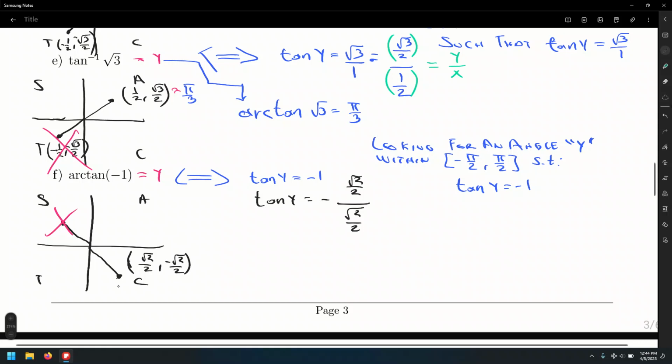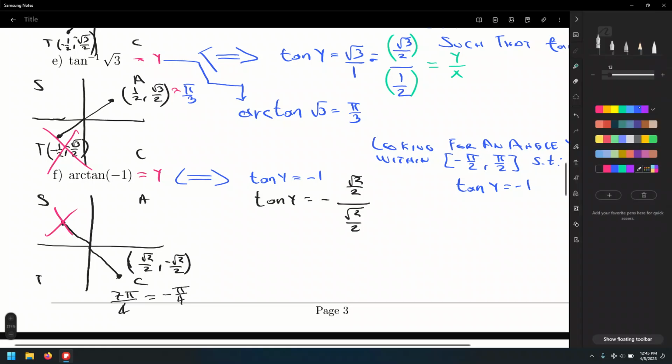Okay, and what angle would that be? There's a couple of ways to express this angle. Maybe 7π/4. However, is 7π/4 within the window -π/2 to π/2? So maybe we need to rephrase this angle. How about -π/4? That is correct. All right. So that being said, we got the answer.